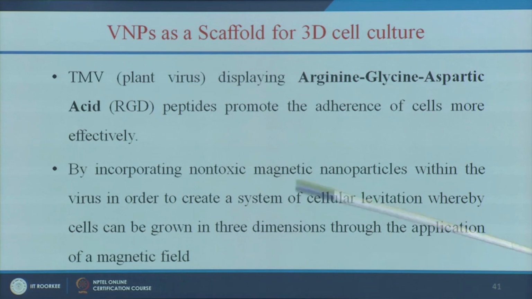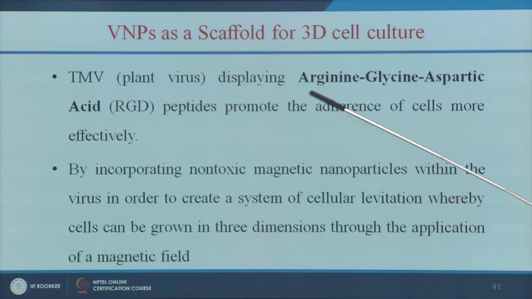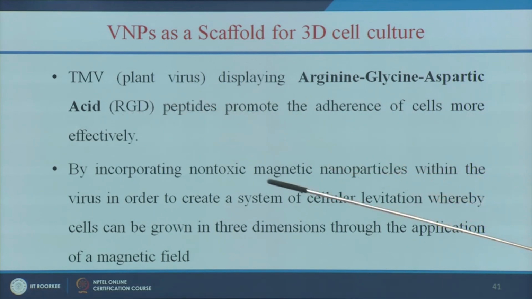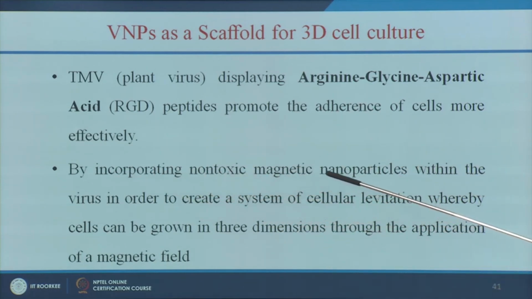And also we can use this virus as a scaffold for 3D cell culture. I will explain what 3D cell culture is. Here we are going to use the TMV plant virus, displaying the arginine glycine aspartic acid, that is the RGD peptide, which I explained in my earlier slides. That will promote the attachment of cells more effectively. And we are going to incorporate non-toxic magnetic nanoparticles within this virus to create a system of cellular levitation, where you can grow the cells in three dimensions and it will exactly mimic your body condition.